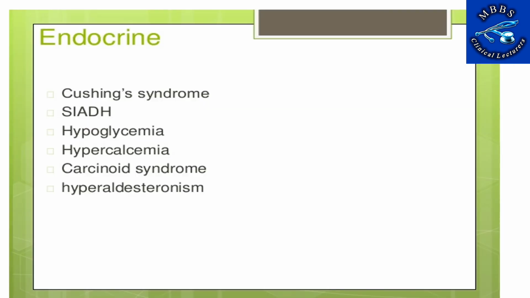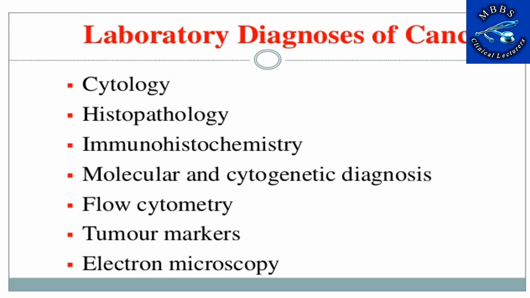So these are the examples I have shown in these slides, and I have also mentioned them in table 7.11 given in Robbins. The same examples are shown in the table with their major clinical tumors and their etiology. These are a few examples like Cushing syndrome, SIADH, hypoglycemia, hypercalcemia, carcinoid syndrome, or hyperaldosteronism. These are the basic examples which I have shown here.